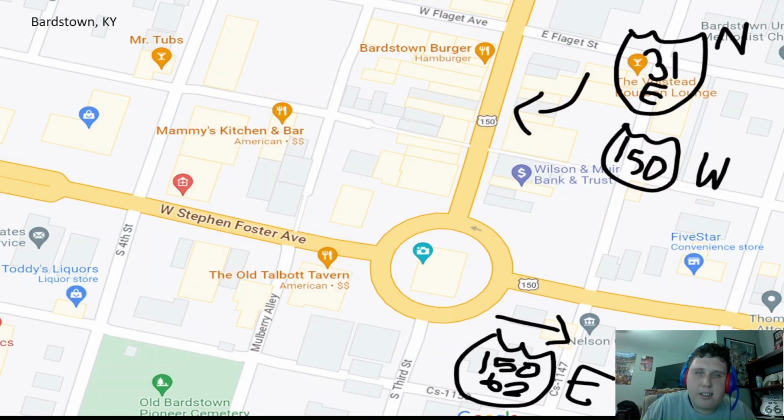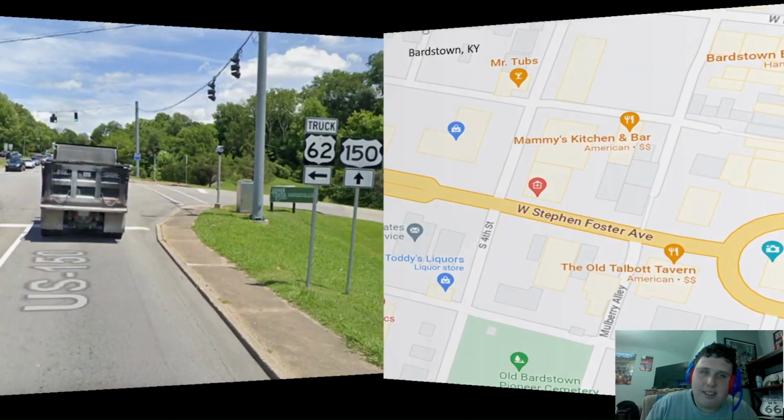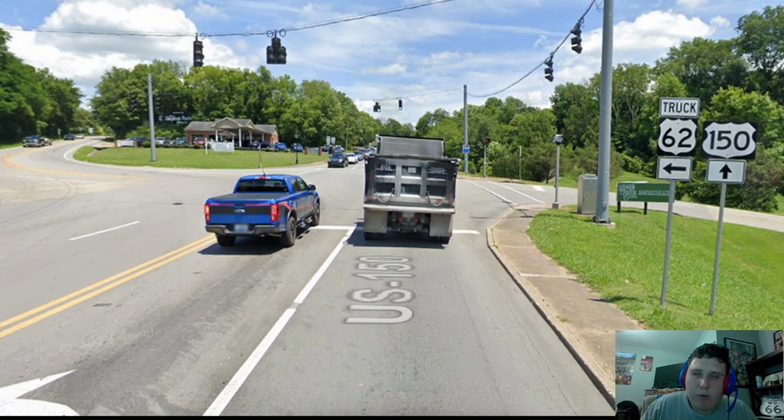And here I just demonstrate my wonderful drawing skills once again, and we're at another roundabout, like in the 64 video. This time 150 and 62 are going to be concurrent as we head east from the roundabout, and 31E is going to be joining with US 150 West as it heads north of this roundabout. Sadly, there is nothing important south of the roundabout or on 3rd Street. Here is US 150 splitting off from US 62, and US 62 is going to continue east towards US 68 and other important highways.